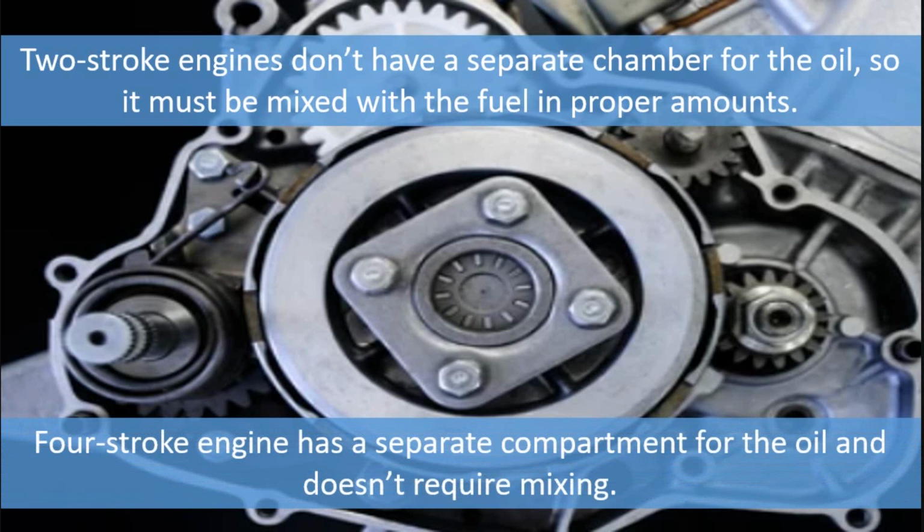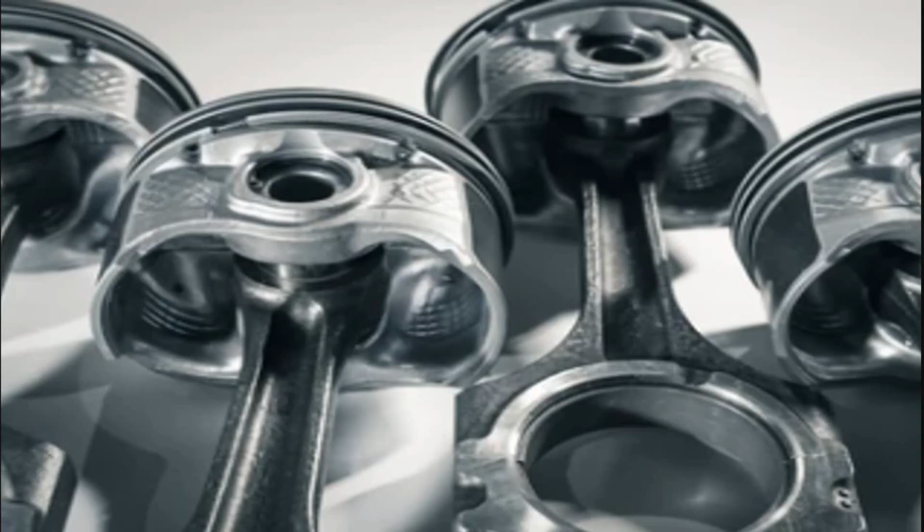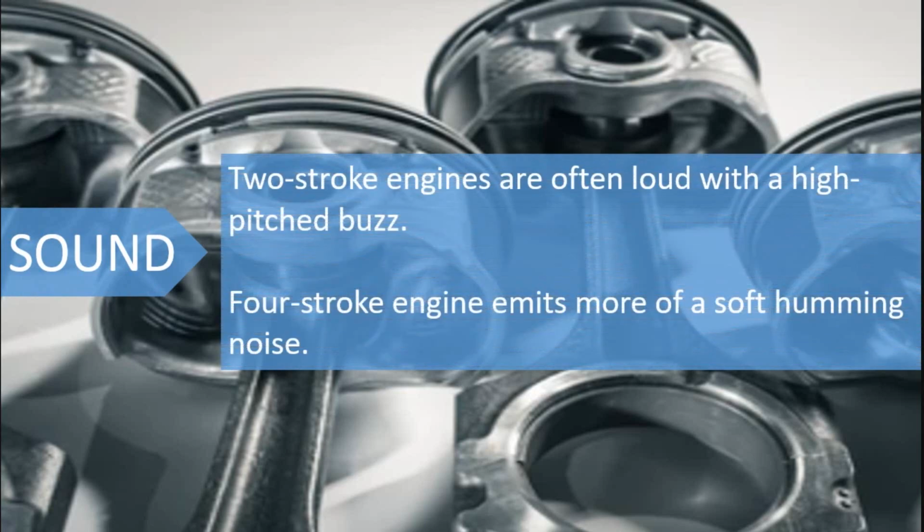A 4-stroke engine has a separate compartment for the oil and doesn't require mixing. This is one of the easiest ways to tell the difference between the 2 types of engines. Another method of identifying the 2 is by the sound. 2-stroke engines are often loud with a high-pitched buzz, while a 4-stroke engine emits more of a soft humming noise. 2-stroke engines are often seen in lawnmowers and performance off-road vehicles, like motorcycles and snowmobiles, while 4-stroke engines are what you'll find powering on-road vehicles and high-performance large displacement engines.